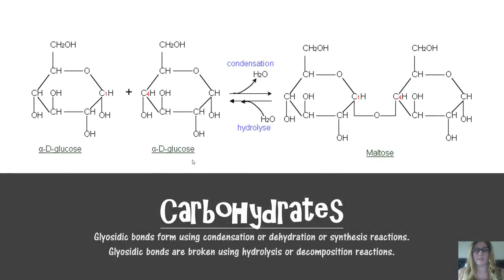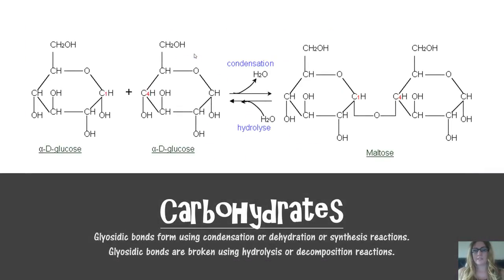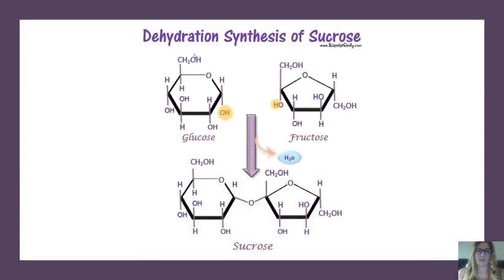So, how do carbohydrates polymerize? How do those monomers come together to form the polymer? Here we have our synthesis reaction again, and the synthesis reaction is going to be the same thing, a condensation reaction or a dehydration reaction, because we have the loss of water. And if we're going the other way, it's going to be hydrolysis. Lysis means to cut, hydro means water, so hydrolysis is to cut with water. We can also call that a decomposition reaction because you're breaking the bond and breaking it down.